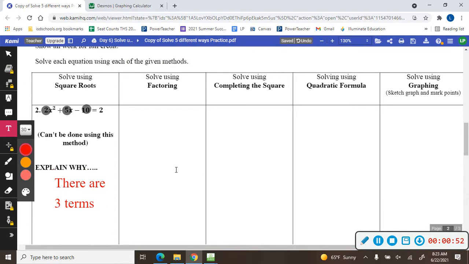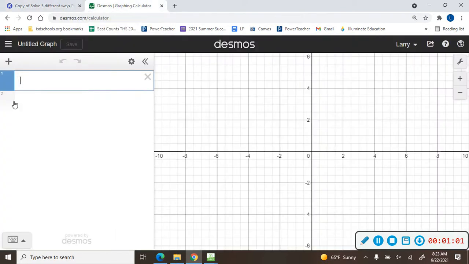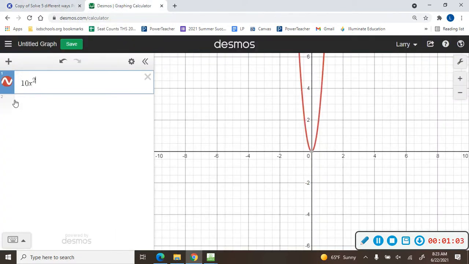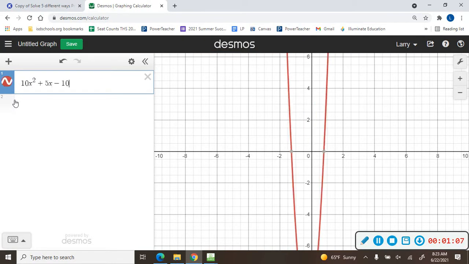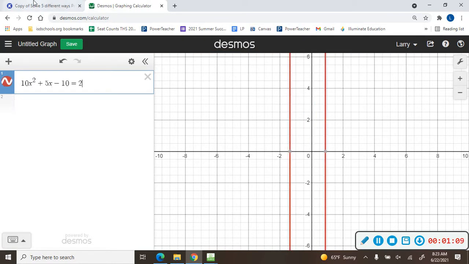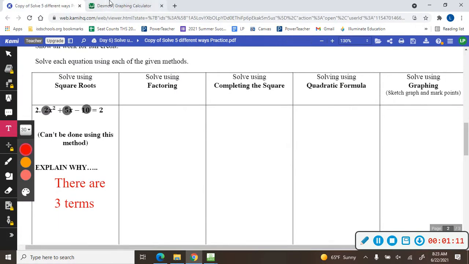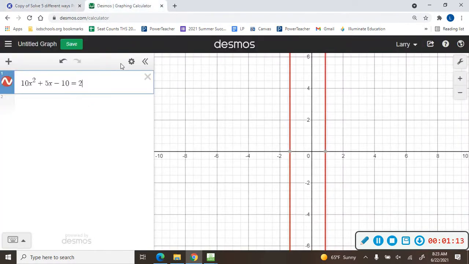Now solve by graphing. I'm going to go ahead and solve by graphing so we can check our work as we go. 2x squared plus 5x minus 10 equals 2. My solutions would be negative 1.374 and 0.874.